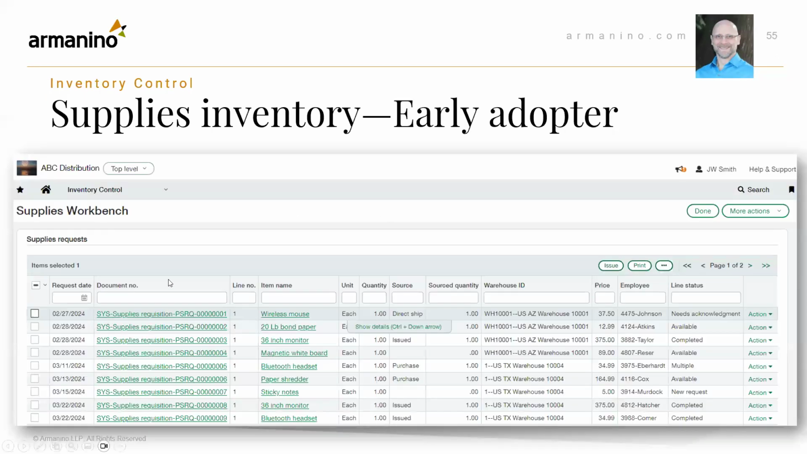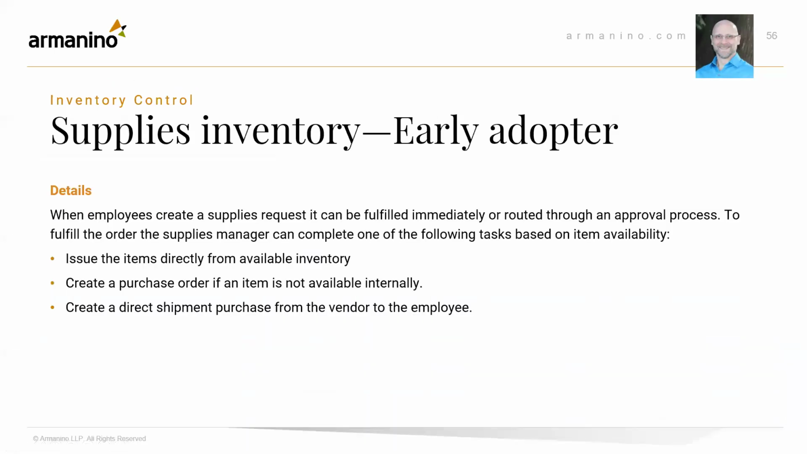So this is what the new supplies workbench looks like. You've got your request date, the document, the line number on that document, what the item is that's being requested, the unit, the quantity, the sourced quantity, warehouse, price, employee, line status, and then you can perform some actions there. So very, very cool stuff. Again, that's in early adopter release right now.